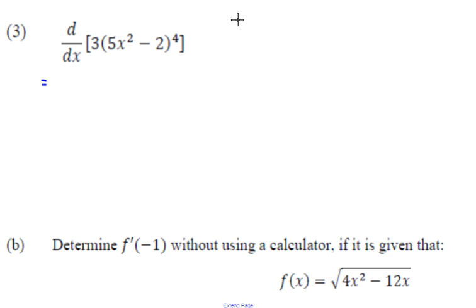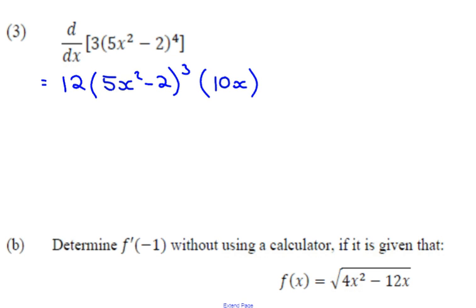First, you're going to differentiate that outside function. It's 3 times something to the power of 4. That 4 comes to the front, you get 12 times that something, 5x squared minus 2. And you subtract 1 to get 3. Then you go inside, and we're going to find the derivative of 5x squared minus 2, which is 10x. You don't have to, but you can go one step further, and you can multiply the 12 and the 10x to get 120x, just to make it look a little bit more pretty.